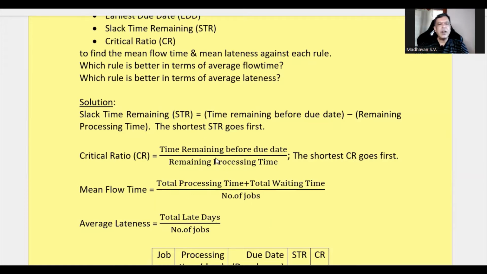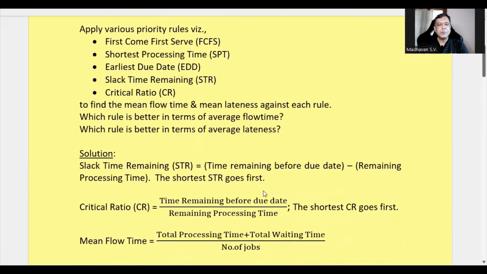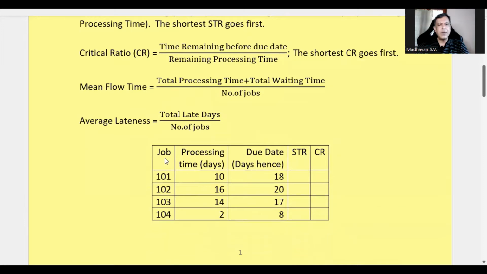Based on this understanding, first of all, for the given data, we will calculate STR and CR. We will write the jobs in order, whatever is given. Processing time is already given in the question. Due date is also already given in the question. Now we need to calculate slack time remaining first. Slack time remaining is the due date minus the processing time, which is 18 minus 10, and that works out to 8. Then 20 minus 16, which is 4, 17 minus 14, which is 3, and 8 minus 2, which is 6.